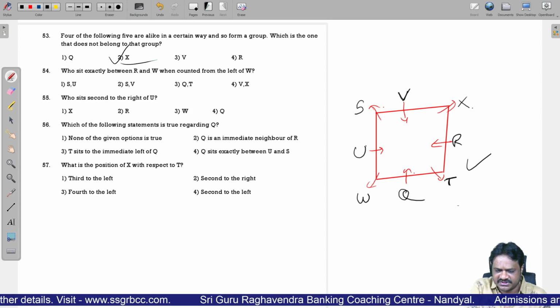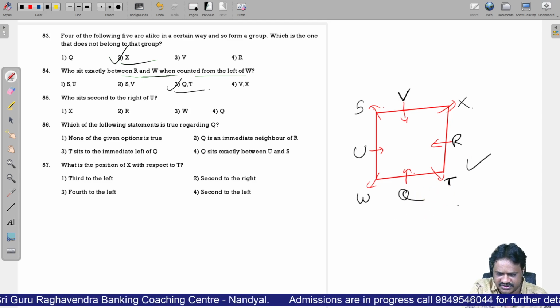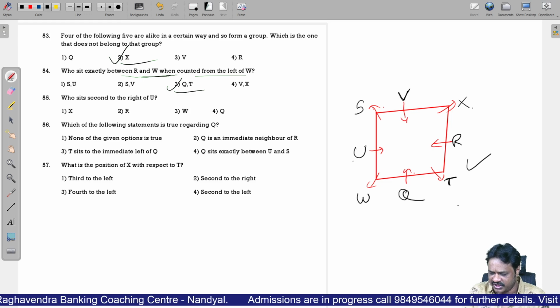How many persons are sitting between R and W when you count to the left side of W? So left side of W means right side of W. If you count, two persons are there, Q and T. Who are the two persons? Q and T. Who is second to the right of U? Second to the right of U is Q.